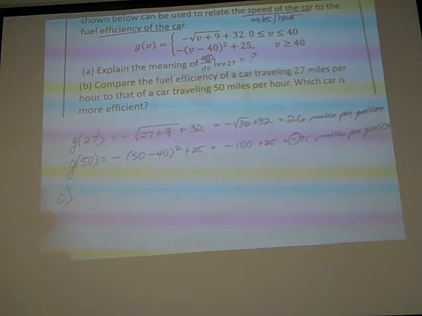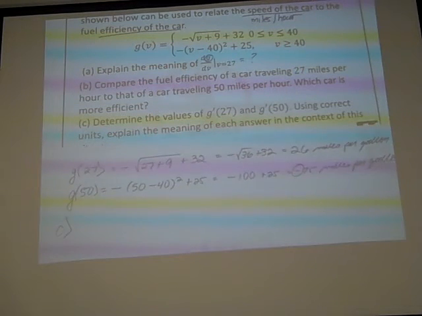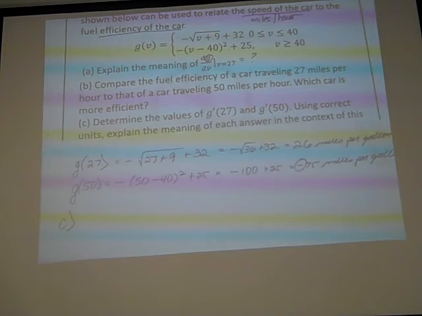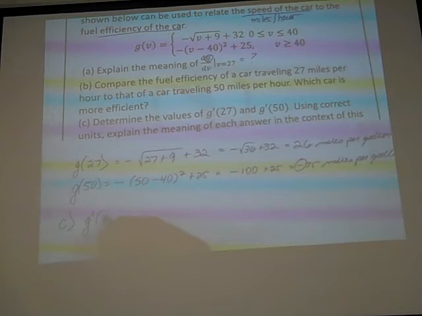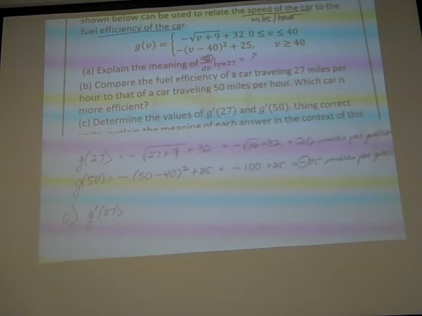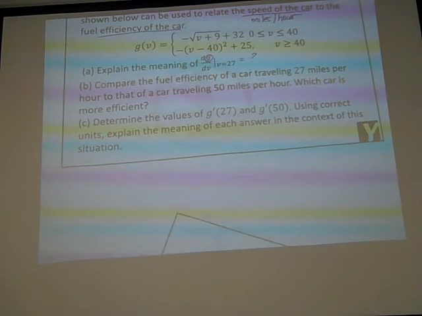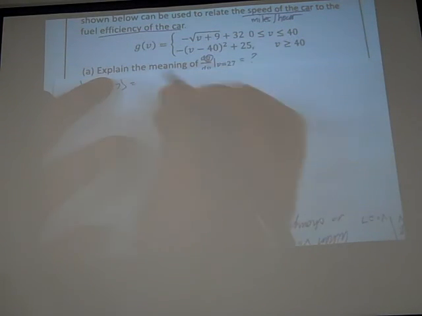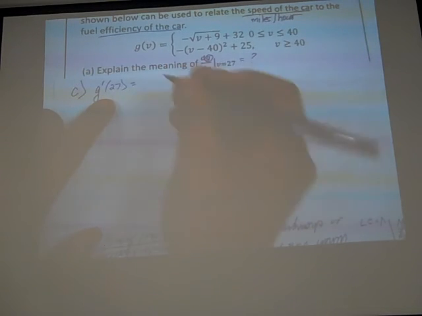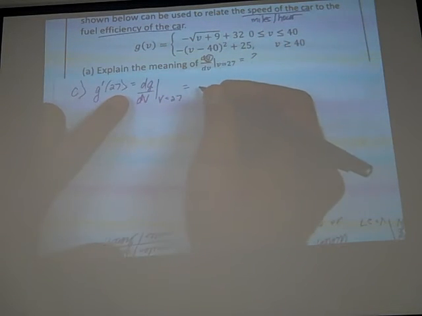Wah wah. All right. Part C in this problem asks you to determine the value of G prime of 27 and G prime of 50. Since we know 50 is going to be a problem, let's just find G prime of 27. G prime of 27 is just the derivative evaluated at 27. So I need how G changes over how V changes when the velocity is equal to 27. Well, we have a formula for that.